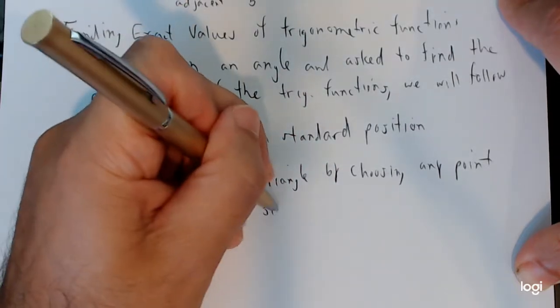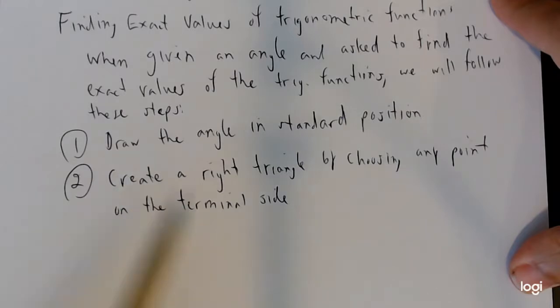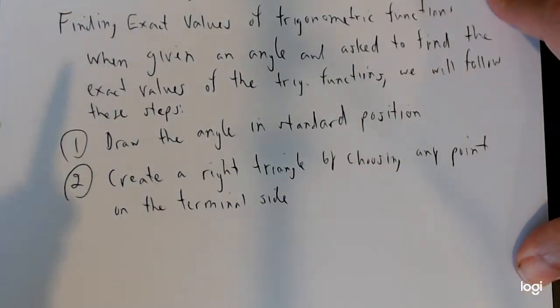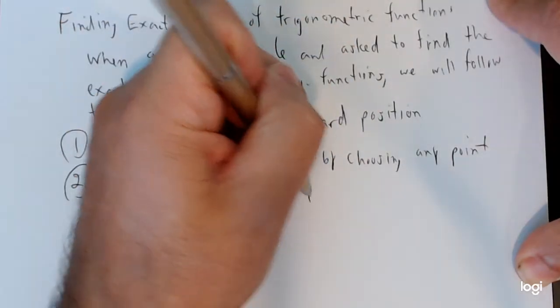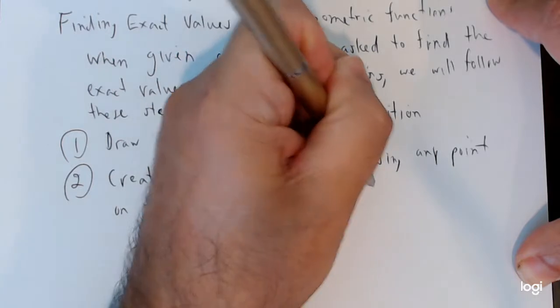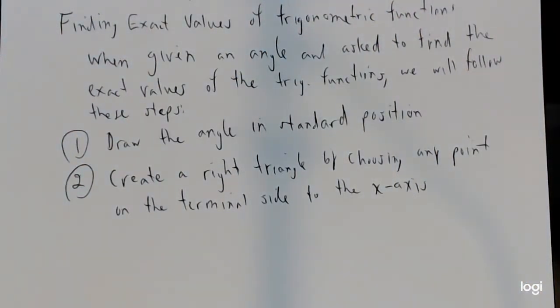The good news is we can choose any point on the terminal side. Regardless of what point we choose, it makes no difference, because if you remember, we're going to get similar triangles, so our ratios are going to be the same. When we say any point, we really mean any point, as long as it's on the terminal side of the angle, and you have to draw it straight to the x-axis. Okay, so that's what you'll do.